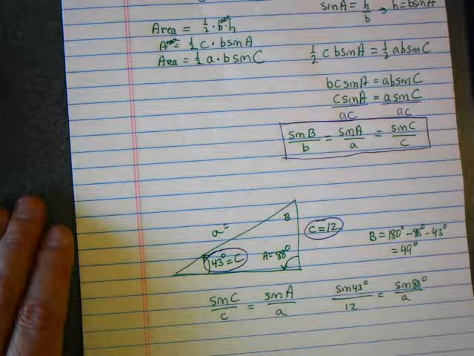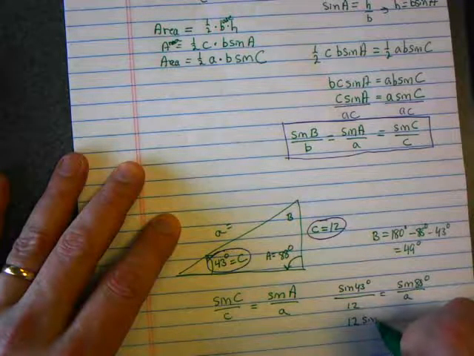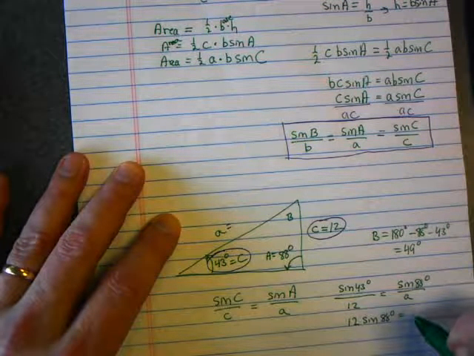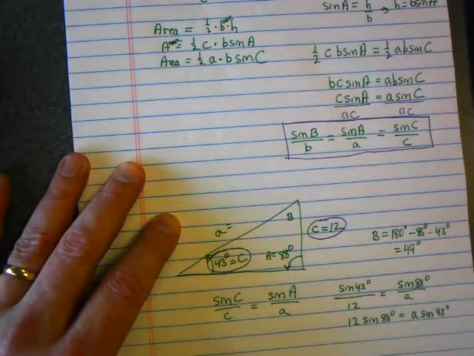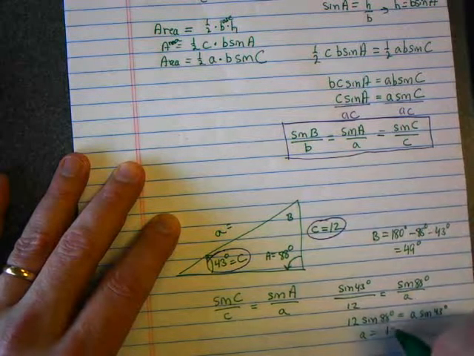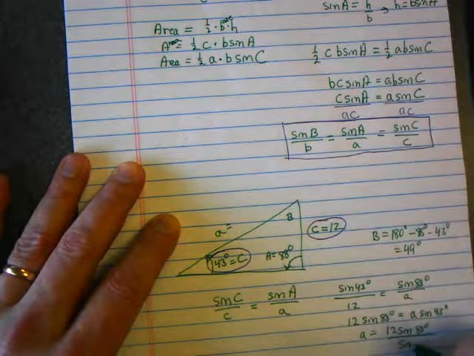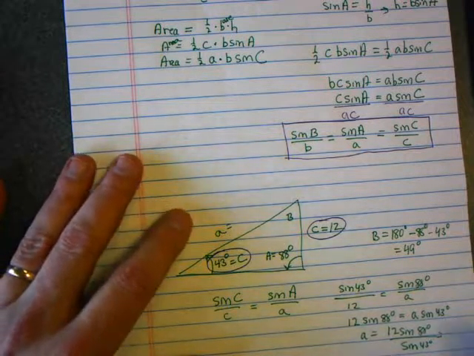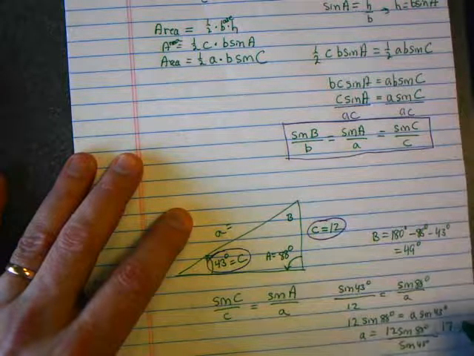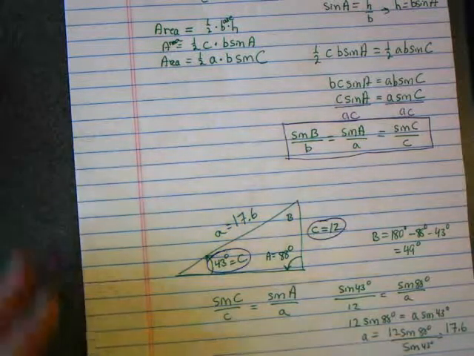Yeah, you cross multiply. That's exactly right. So I'm going to have 12 sine 88 degrees equals A sine 43 degrees. So A is 12 sine 88 degrees divided by sine 43 degrees. And you got what? 17.6. Okay, very good. Rounding to one decimal place, A is 17.6.